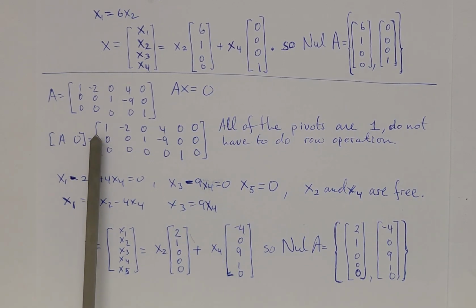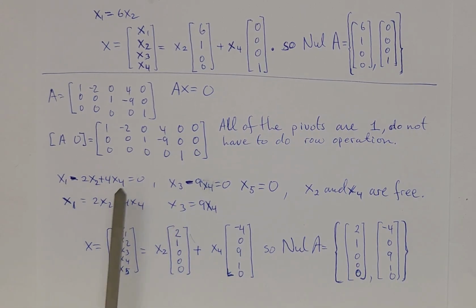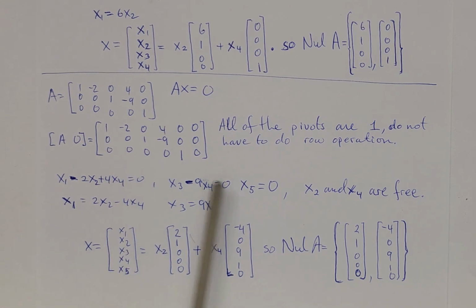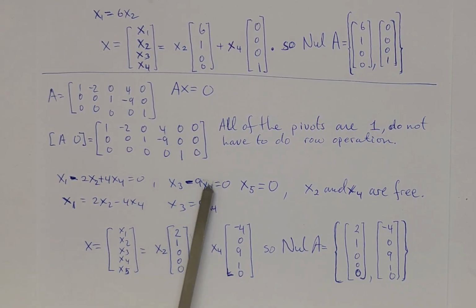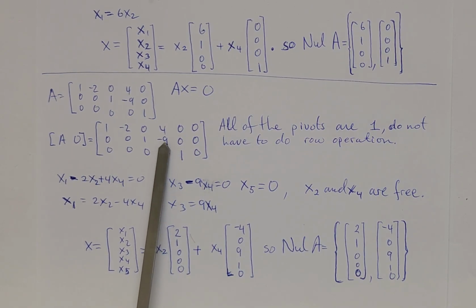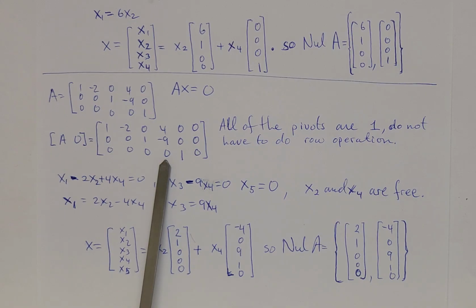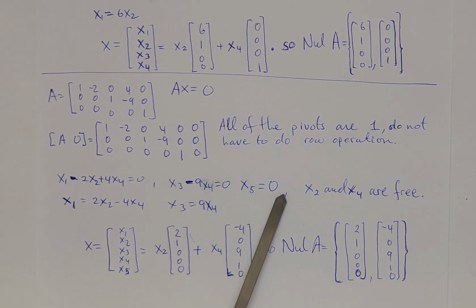One more time, this is the first column, which is x1. I list it here. This is column 2, x2, since there's nothing, it is free. Third column, x3, I do have something, so 9x4, which is here. Solve for that third term. Fourth column, which is x4, since there's nothing in x4, free. And then the fifth column, I do have something in the fifth column, which is x5. So x5 equals 0, which is here.